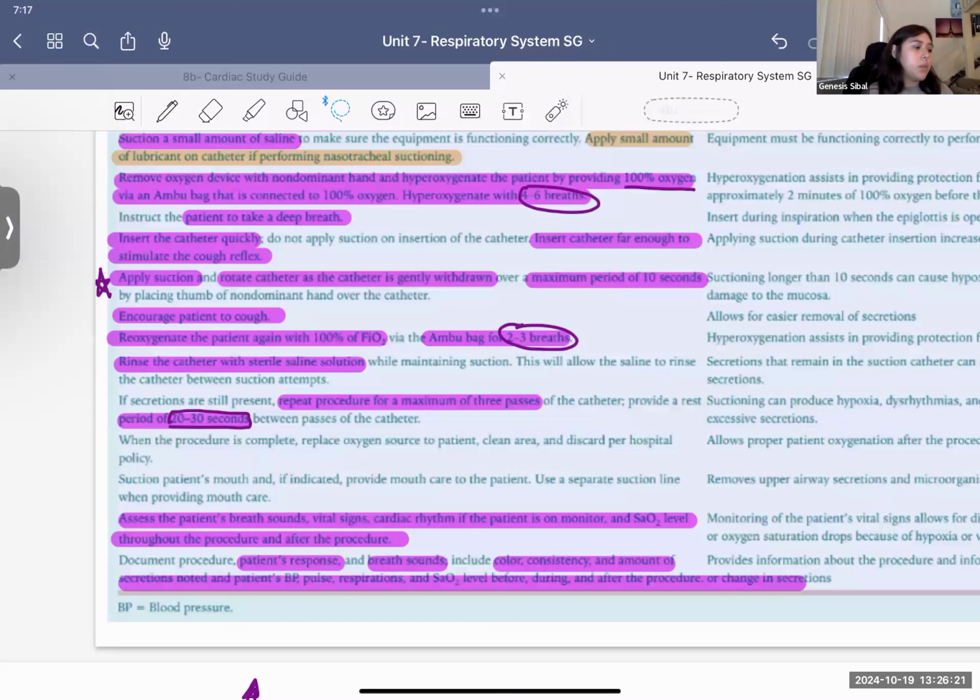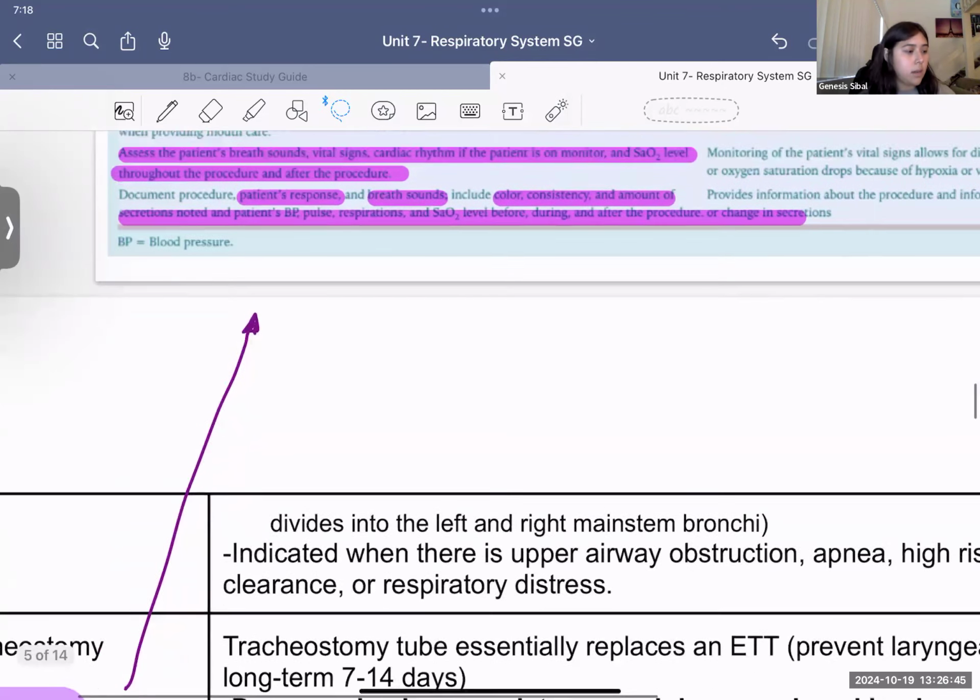And then in between your suctioning, 2 to 3, only on the way out, you're going to suction. You're only going to do it for 10 seconds. Then do it 3 times if they really need it, and then you give them a rest period of 20 to 30 seconds. And I would just think about it like when you're actually oxygenating them, you're re-oxygenating them each time with 2 to 3 breaths, and then you're going to give them 20 to 30. So just add zeros onto the end of the 2 to 3 breaths for the time.